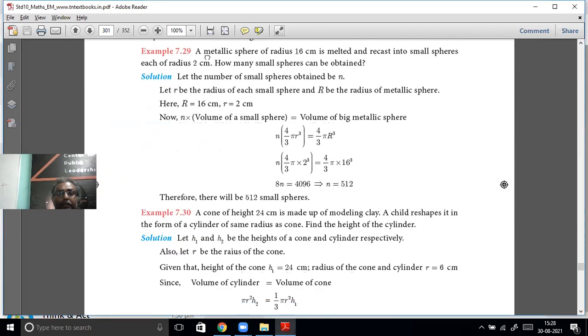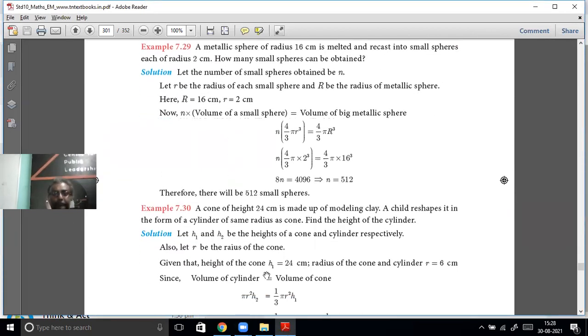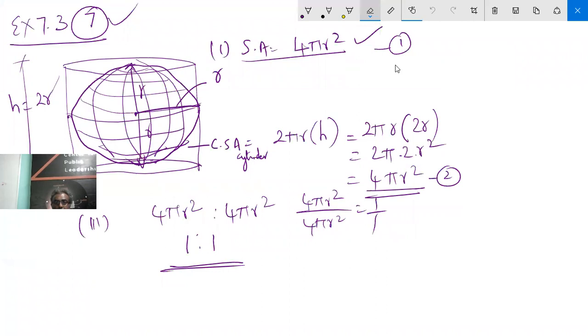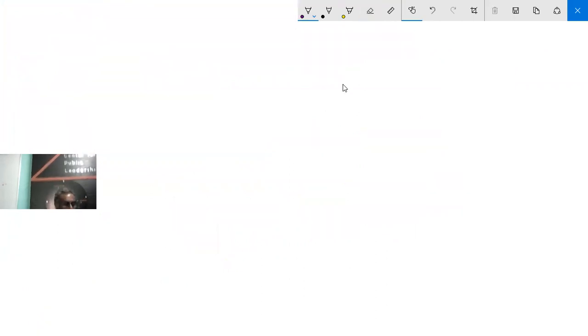Example 7.29 is the first one we are going to learn here. Example 7.29. Let us do that in our workspace. A metallic sphere of radius 16 centimeters. Okay, sir. R equal to 16 centimeters. What is the volume of the sphere?